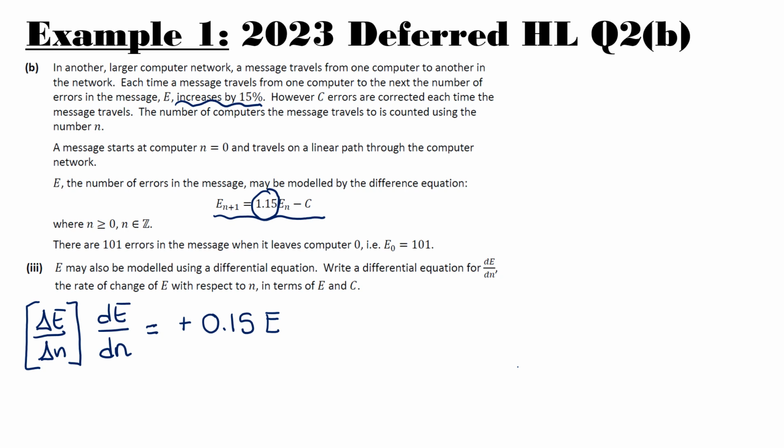But then that's not the only thing that happens. Remember, C errors are corrected, so we then take away that C. And that's all we're being asked to do in that part, to create that differential equation. It's really important to understand the key differences here between our differential equation and our difference equation. And in particular, really think about that differential equation focuses on the change. It's the rate of change. It's how things are changing. It's not giving us a total answer.